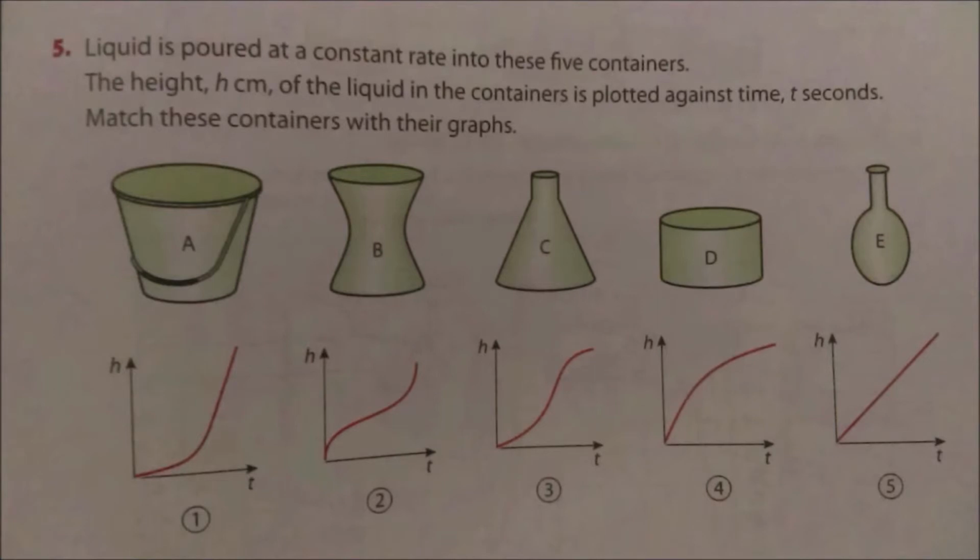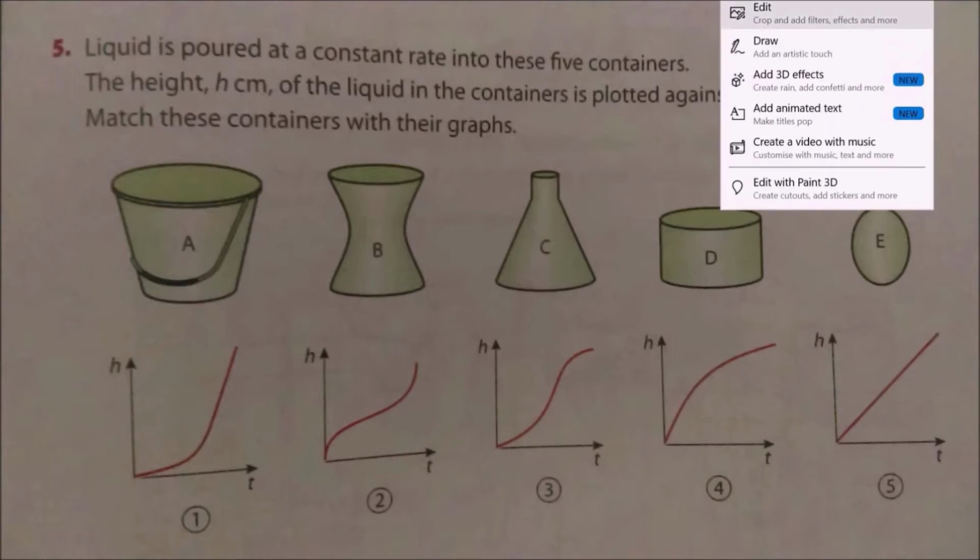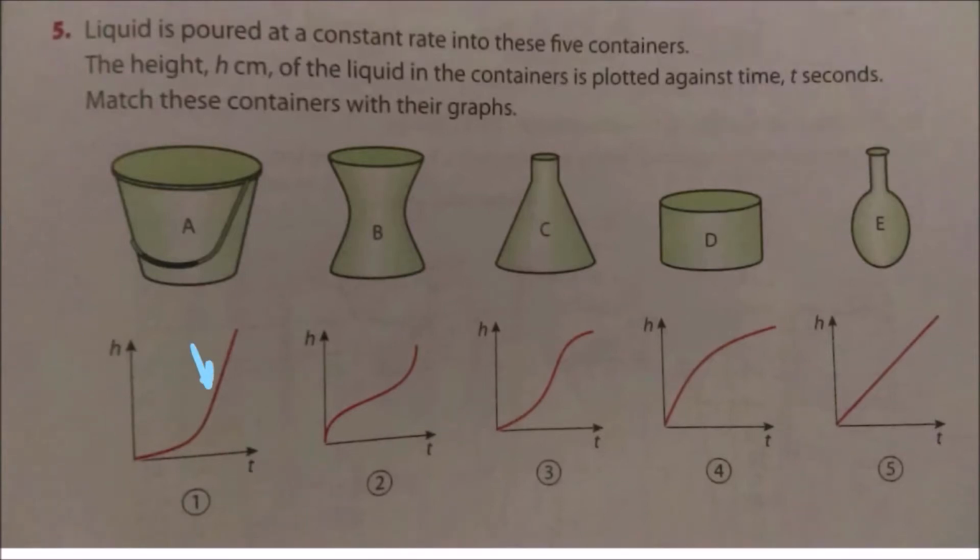Okay, next question is out of the book. So a liquid is poured at a constant rate into these 5 containers. The height, h cm, of liquid in the containers is plotted against time in seconds. Match these containers with their graphs. Okay, well, the steeper the curve on these, that means the faster they're filling up.